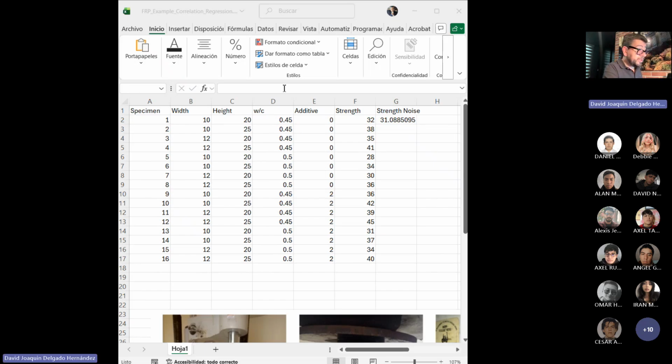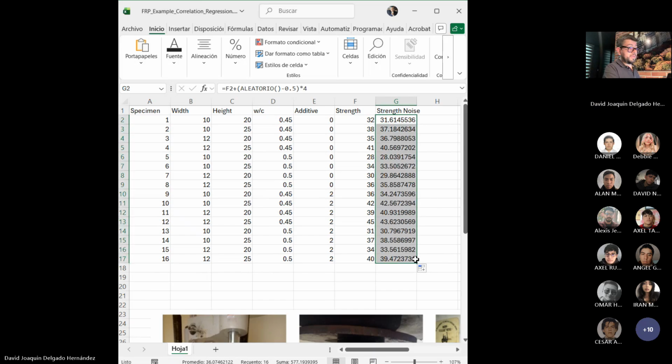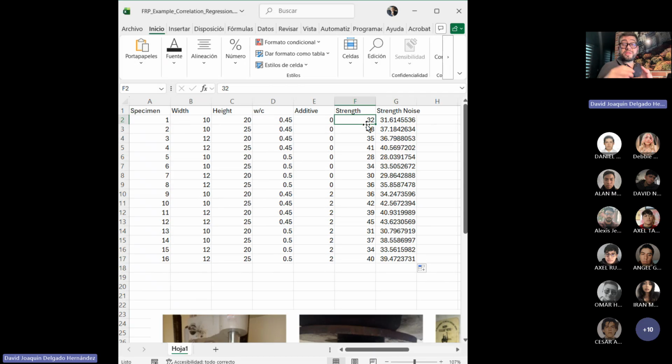Okay. So now let us copy this from here to there. So here we are going to have random numbers, which is the noise. What we are simulating here is the noise, because theoretically you should expect this strength, right? But when you actually go to the universal machine and put the specimen there, there is some variation. Okay, that is the noise.